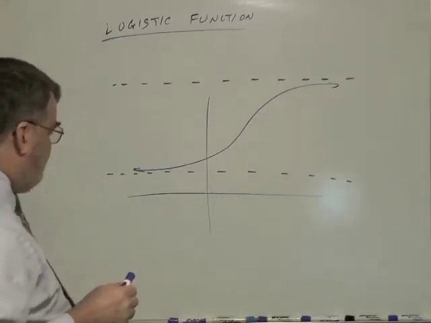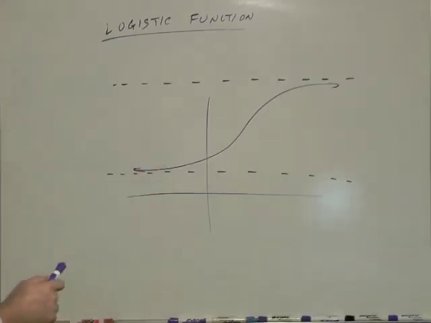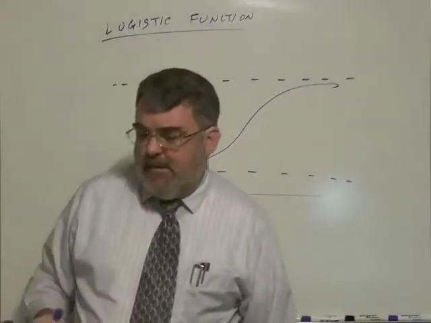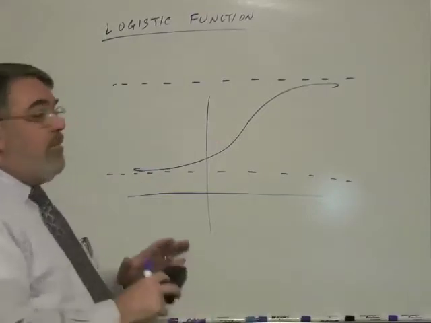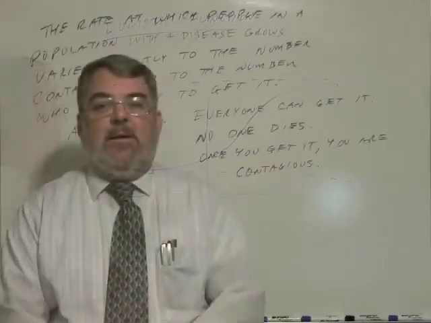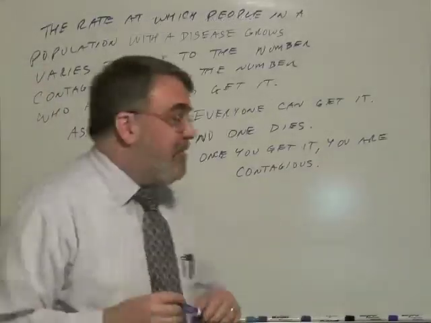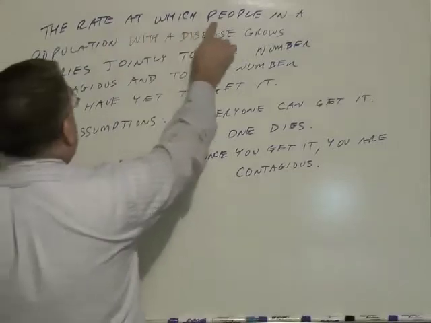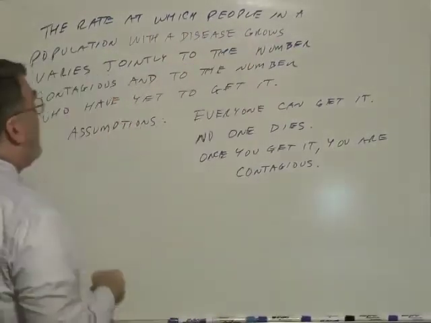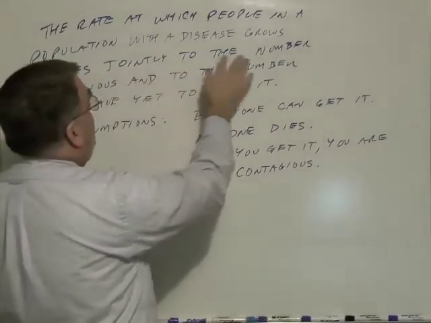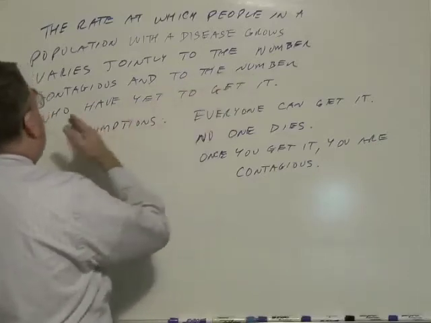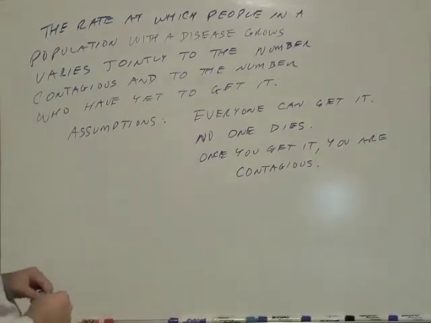But anyway, I want to study this, and like I said, the model I want to use is for the spread of an epidemic. So I'm going to erase this and write out the problem that I want us to study. Here's the model I want us to look at. Bear with me here. The rate at which the number of people in a population with a disease grows varies jointly with the number who are contagious and the number who have yet to get the disease.